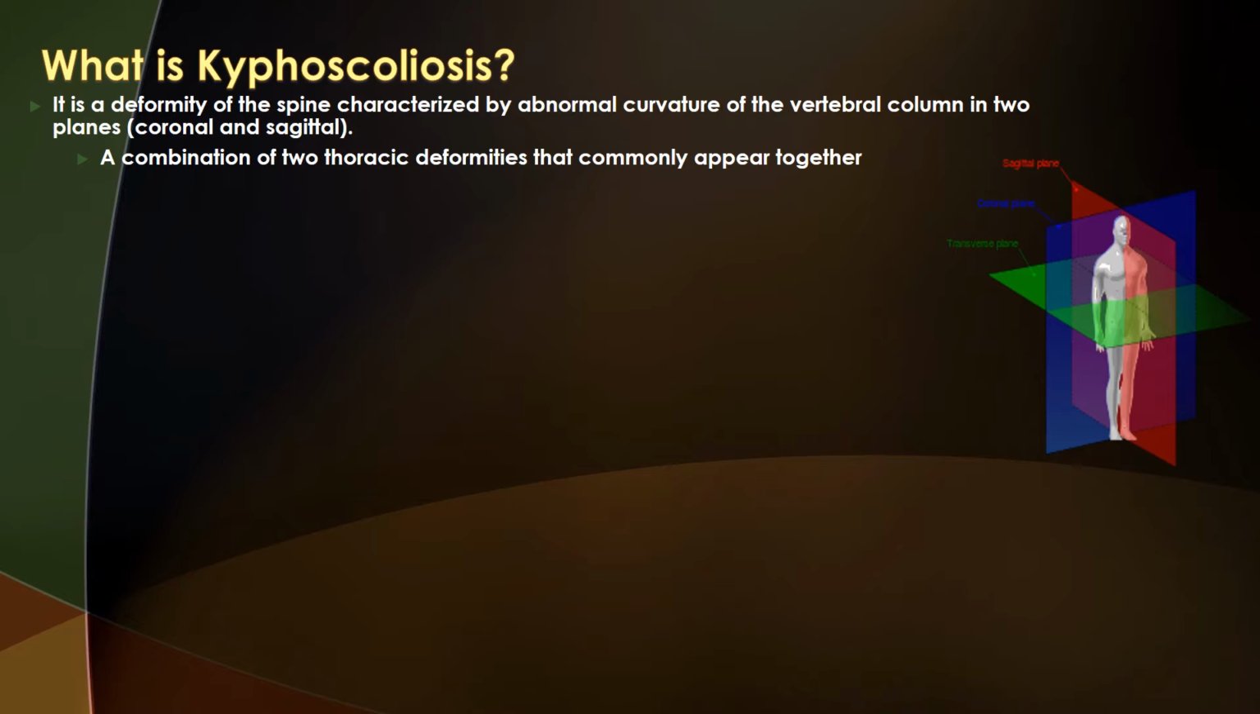So what does all of this exactly mean? Well, kyphoscoliosis is a combination of two thoracic deformities. The first thoracic deformity is called kyphosis. Kyphosis is a posterior curvature of the spine, also known as humpback.